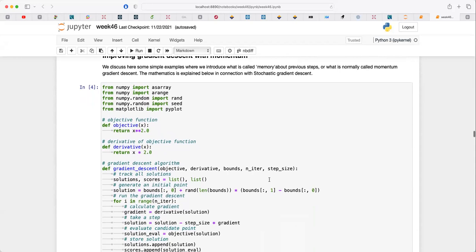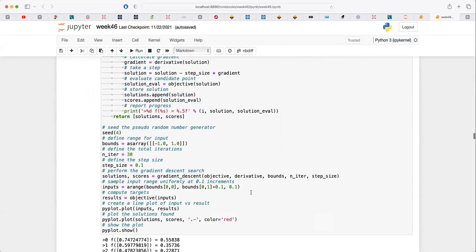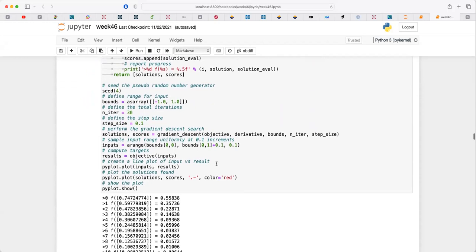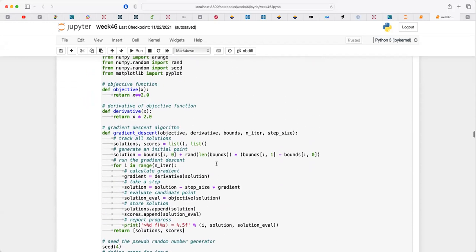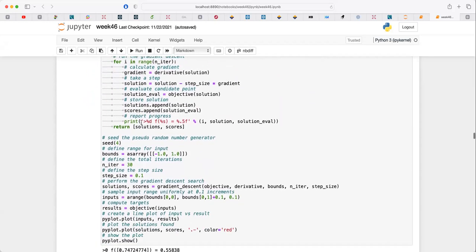So the first example here is just a plain gradient descent. There's nothing particular with it. The only thing I've done now is to calculate a very simple function, and I do 30 iterations. You can see here, my objective function is x squared. And surprise, surprise, the derivative is 2 times x. So this is my gradient.